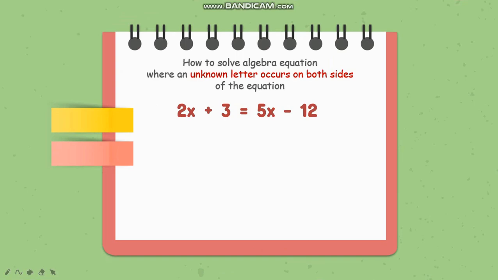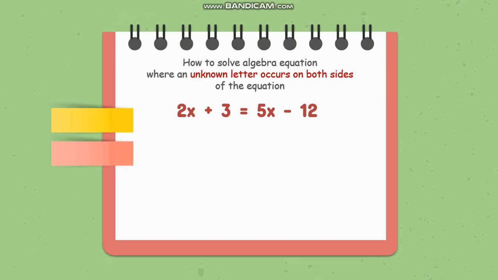In today's video, we are going to cover how to solve algebra equations like this one, where the unknown letter occurs on both sides of the equation. For example, in this question, the unknown letter is the x, so we are trying to find the value of x. But importantly, we have two x terms on our equation: a 2x term on the left and a 5x on the right.